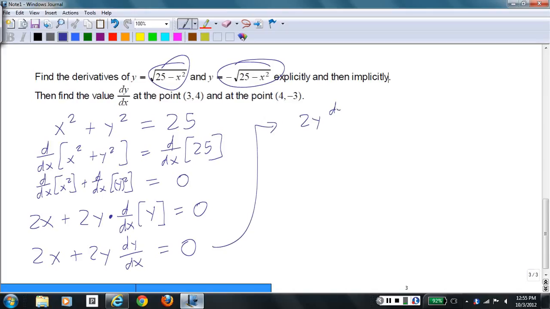I want to say 2y dy/dx equals negative 2x, and then do what? Divide both sides by 2y. That'll give us dy/dx all by itself on the left. So dy/dx equals, so the 2's divide out, and we have negative x over y.